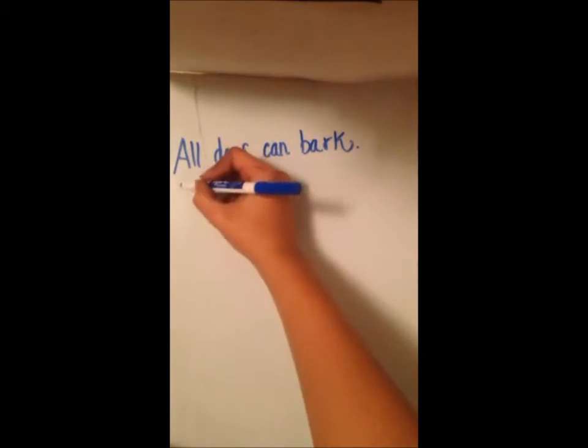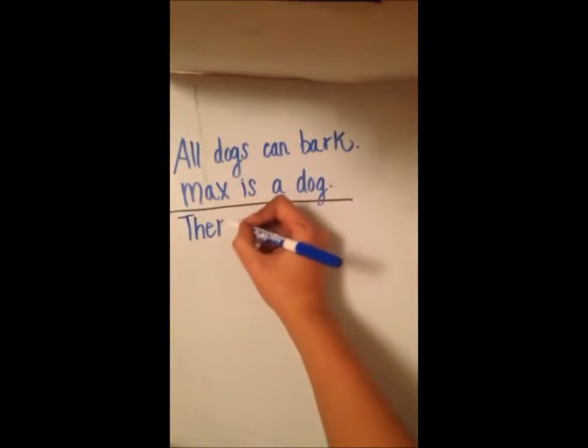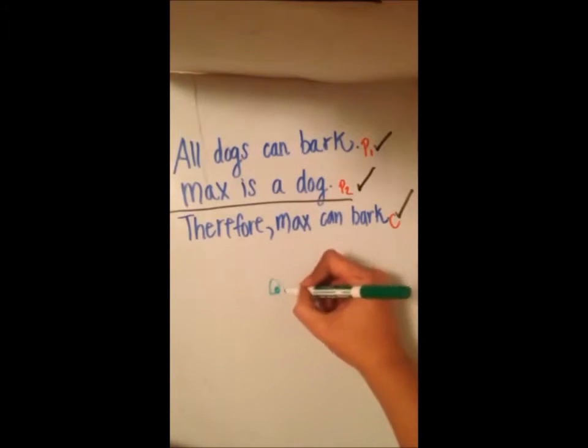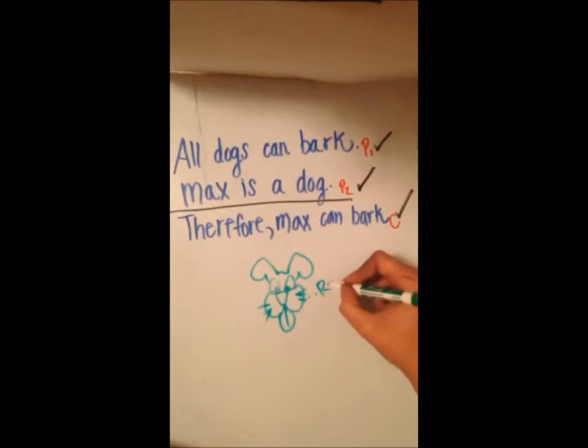Okay, so let's have an example of a deductive argument. All dogs can bark. Max is a dog, therefore Max can bark. So Max can bark is your conclusion, supported by your two premises. So if one ought to accept premise 1 and premise 2, he also ought to accept your conclusion as a truth value.